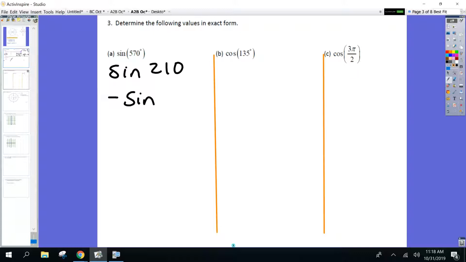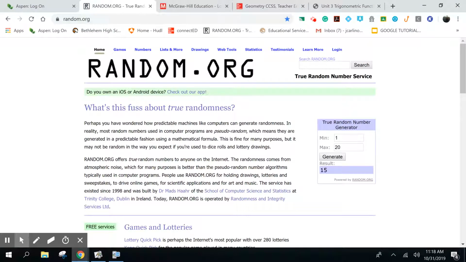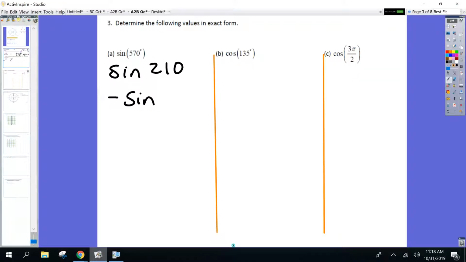Find the reference angle. 210, reference angle. And at this point in the year, it should be 30, 60, or 45. If you get something else, something went wrong, because those are the only 3 we know how to deal with. So what's the reference angle for 210? 30. Now you go to your unit circle. 30 degrees on the unit circle, pick off the correct coordinate because it's sine.